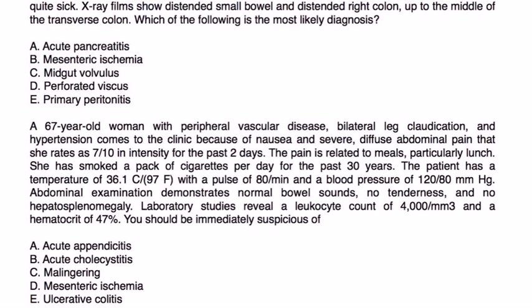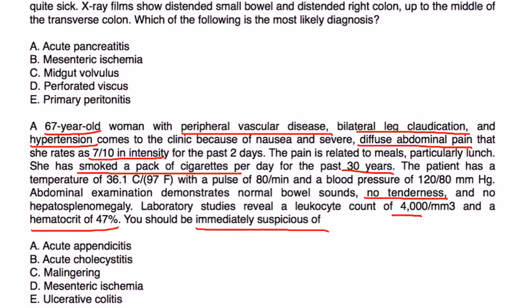Next question. A 67-year-old woman with peripheral vascular disease, bilateral leg claudication, and hypertension comes to the clinic because of nausea and severe diffuse abdominal pain that she rates 7 out of 10 intensity for the past 2 days. Pain is related to meals, particularly lunch. She smoked a pack of cigarettes per day for the past 30 years. Patient has a temperature of 36, pulse of 80, blood pressure of 120. Abdominal exam demonstrates normal bowel sounds, no tenderness, and no hepatosplenomegaly. Lab studies show leukocyte count of 4,000, hematocrit of 47. You should be immediately suspicious of what?